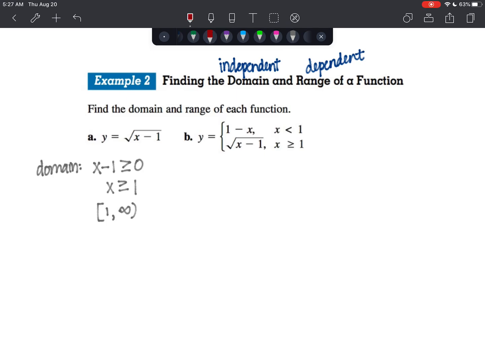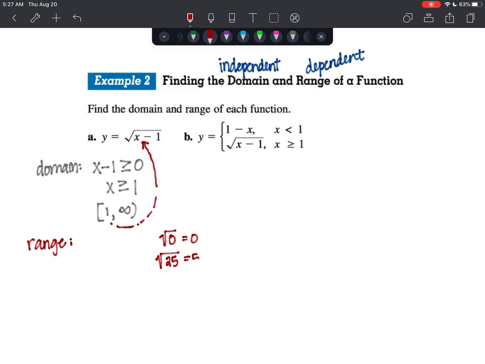Now, what is our range? Our range depends upon our domain. So if I take this 1 and I put this 1 in, I get the square root of 0, which is 0. That's the lowest value I can put in. If I put higher numbers in, like for instance 25 or 26, 26 would be even a better number. If I put 26 in, 26 minus 1 is 25.